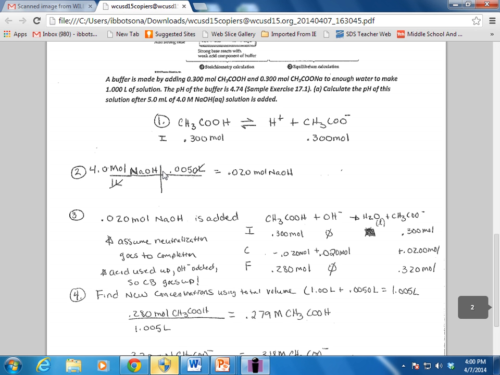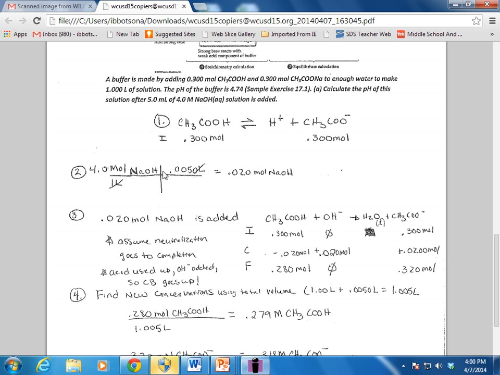So here's a sample problem. A buffer is made by adding 0.3 moles of CH3COOH and 0.3 moles of CH3COONa, sodium acetate, to enough water to make 1.0 liters of solution. The pH of the buffer is 4.74. Calculate the pH of the solution after we add 5 milliliters of 4 molar NaOH.